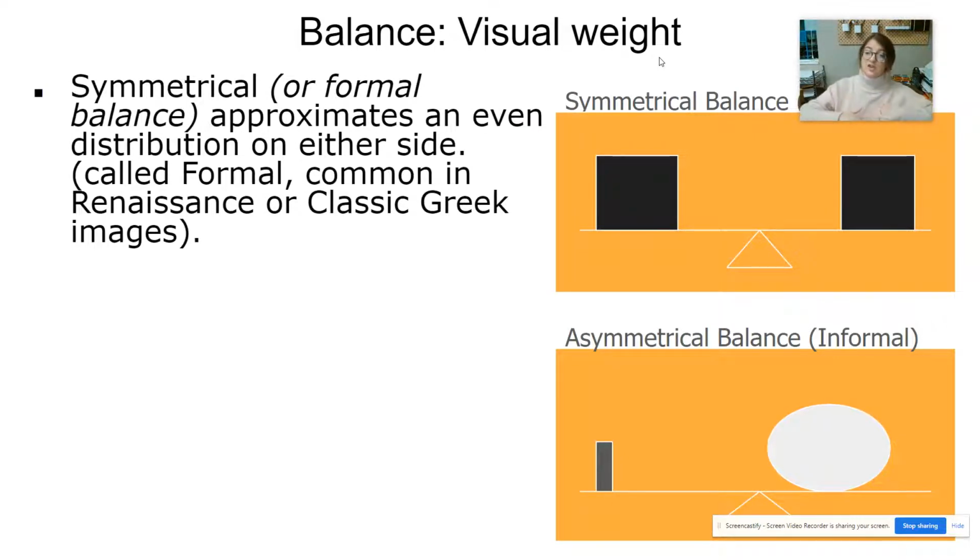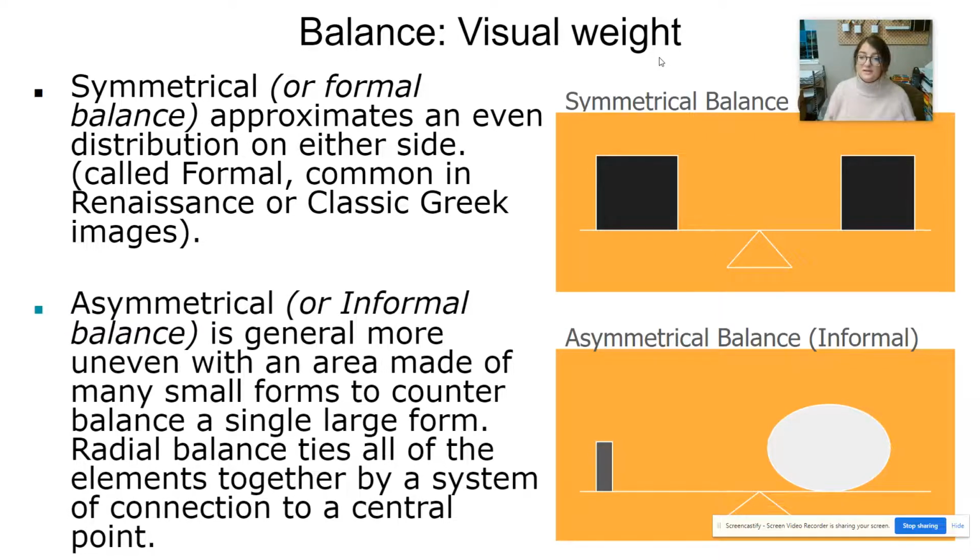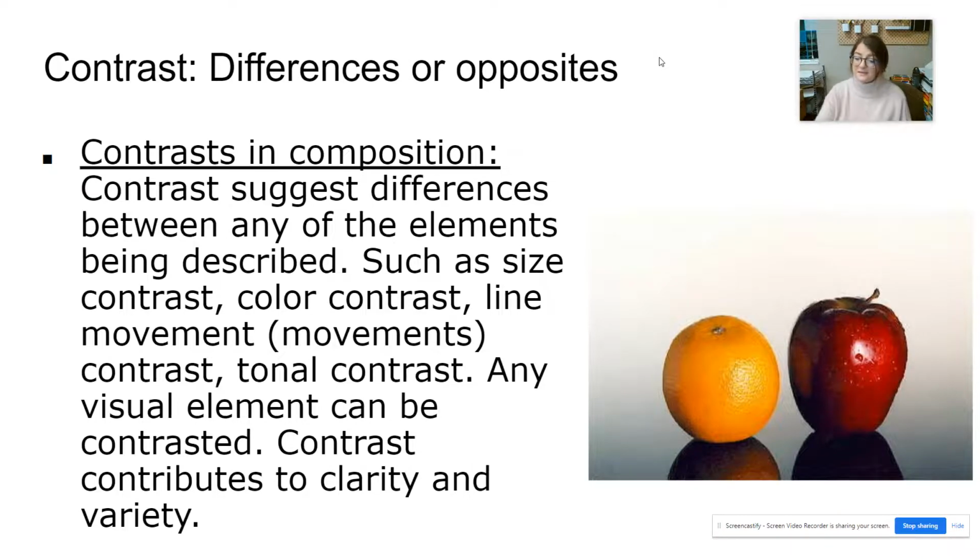That is basically when it is even on the scale. So you have even on both sides. This is kind of a more formal approach. It's common in Renaissance or Greek images. So it's just even on both sides. So that is symmetrical. And then asymmetrical is kind of more informal. It's generally made for something small on one side and big on the other, kind of focusing more on the other side. Really has a counterbalance from a small form to a big form.